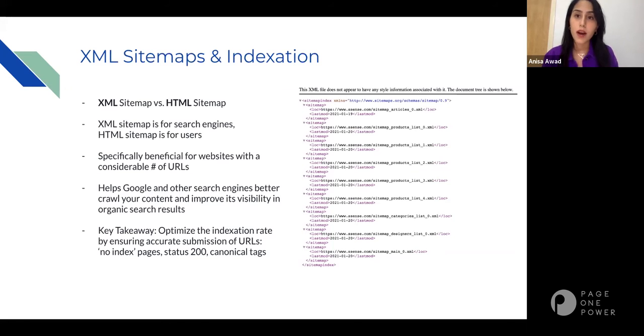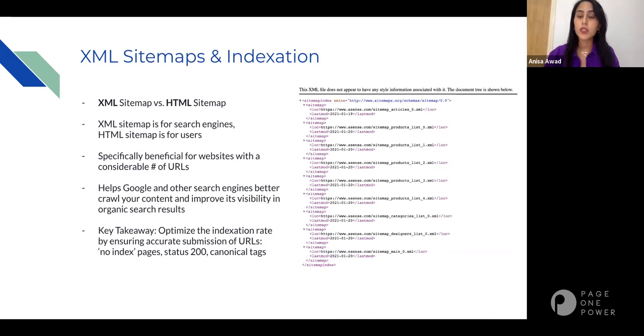Also, making sure that you have the correct canonical tags on your URLs, especially if you're operating in international markets. And I'll cover that also in a later slide. But just as an overall, I would always say, make sure that you have a sitemap, an XML sitemap.